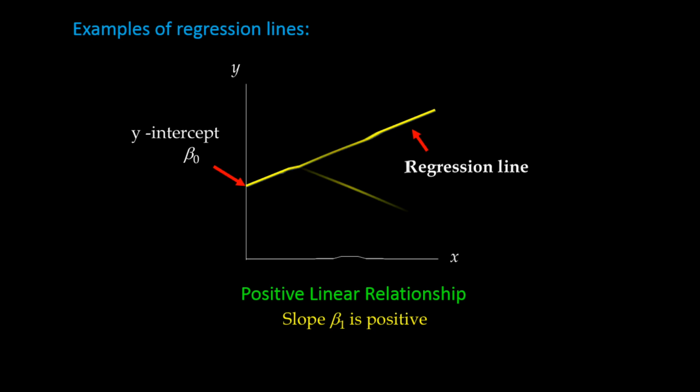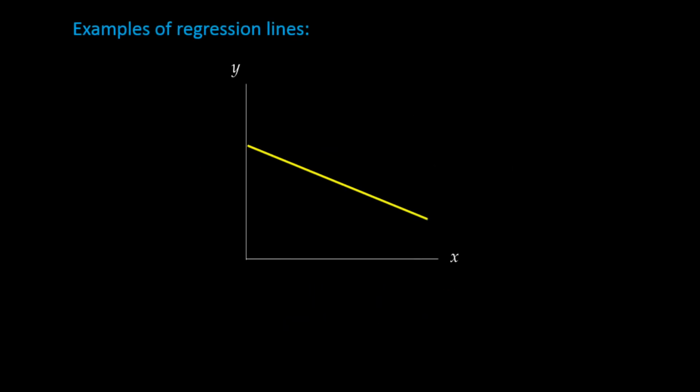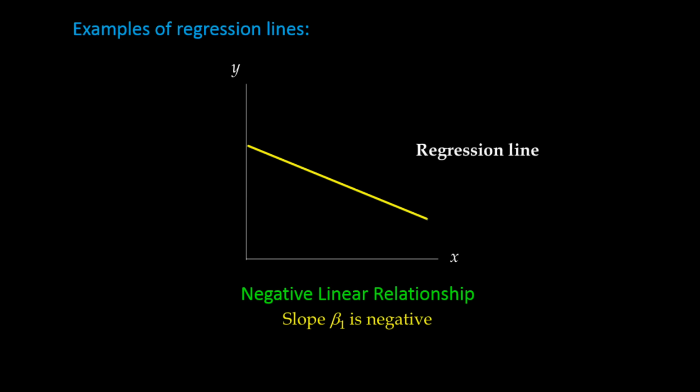This next example shows a downward sloping line and depicts a negative linear relationship between x and y. When we have a negative relationship, we see that as x increases, y decreases, and that is why the line slopes downward. So beta 1, the slope, would be a negative number. The regression line is here, and the y-intercept is here, where the line hits the y-axis.